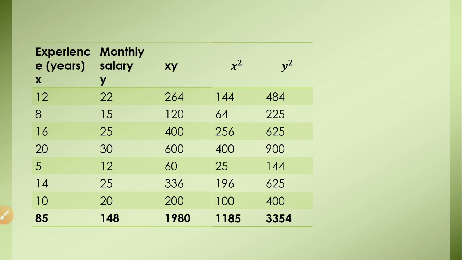So you can see the total of x is 85, total of y is 148, total of xy is 1980, total of x square is 1185, total of y square is 3354.